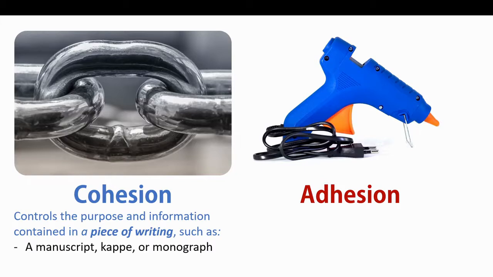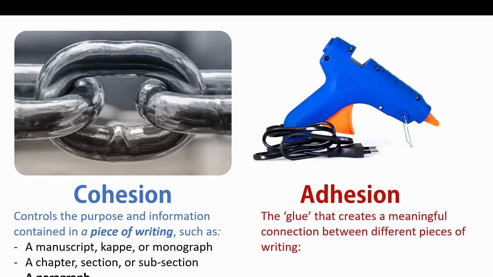And pieces of writing might be an entire manuscript, a CUPPA or a monograph, a chapter, a section of a larger piece of writing, or a subsection of a section, even all the way down to a single paragraph. Every paragraph can be thought of as a piece of writing that needs to be cohesive. Adhesion, however, can be seen as a principle that glues together these different pieces of writing to form meaningful connections. Or we could think of adhesion as being the transitions that we use from paragraph to paragraph, or the transitions that we make from section to section.